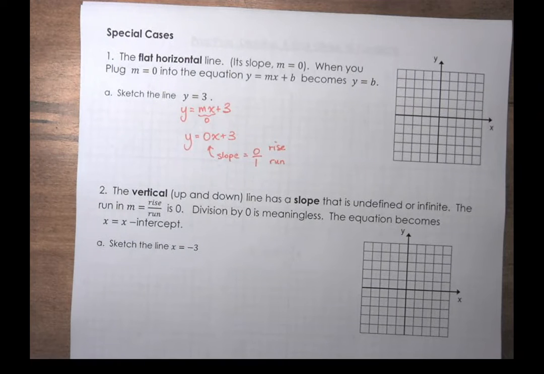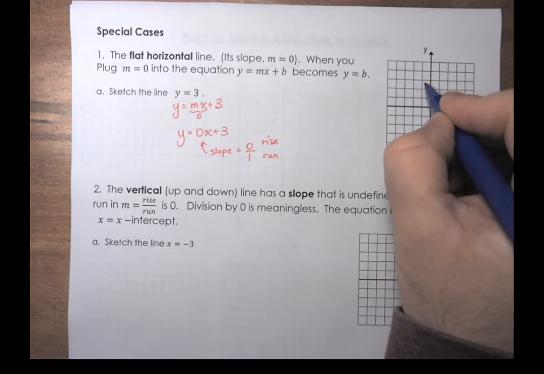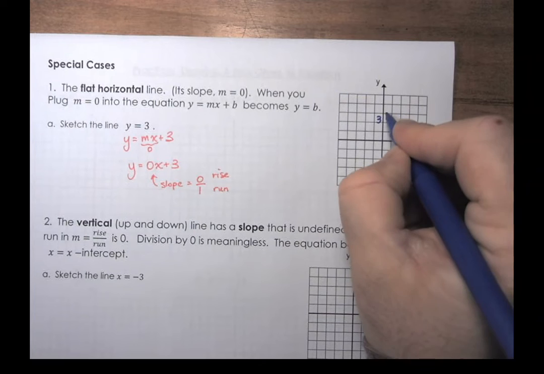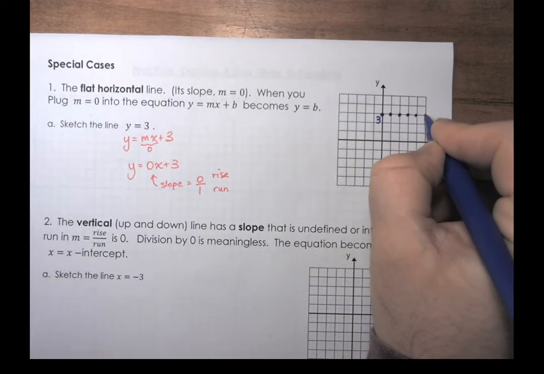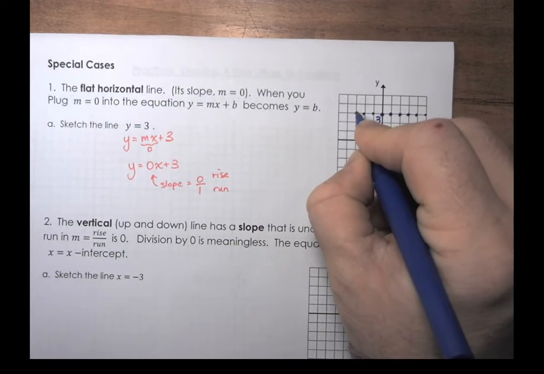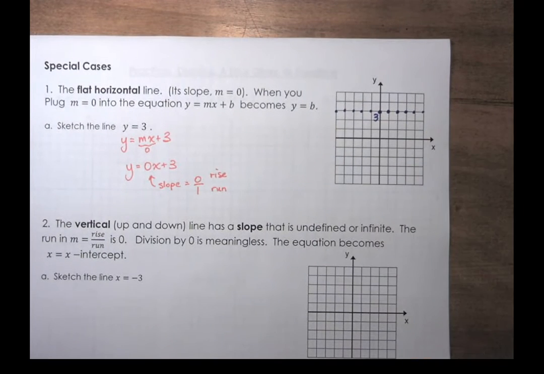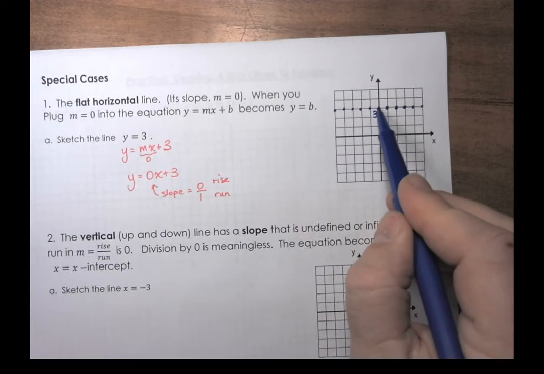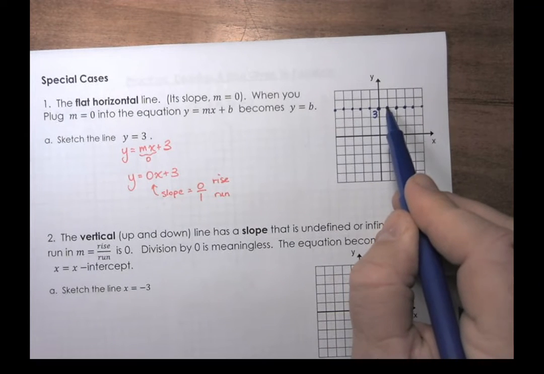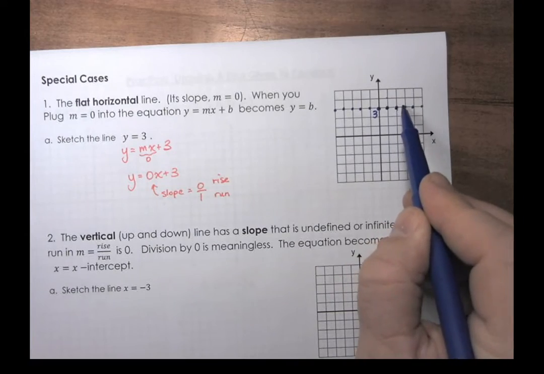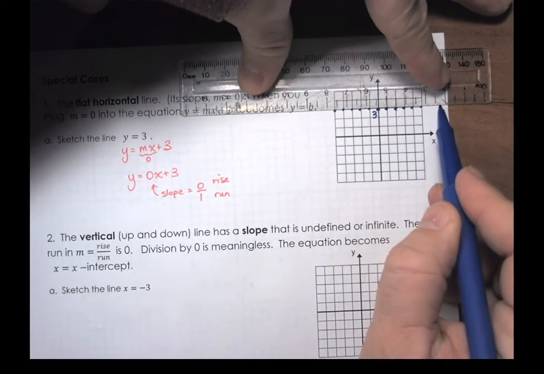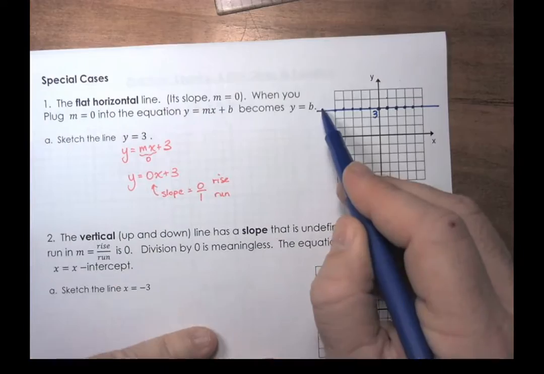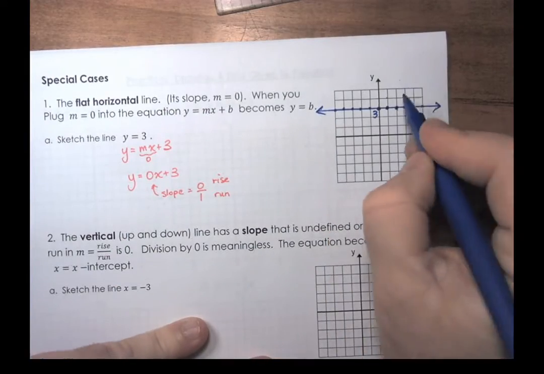So if I start off at 3, 1, 2, 3, there's my 3. I'm going over this way. All right. So run 1 unit right, up, nothing. So I stay there. Another run right, another run right, move on. Okay. Y equals 3.